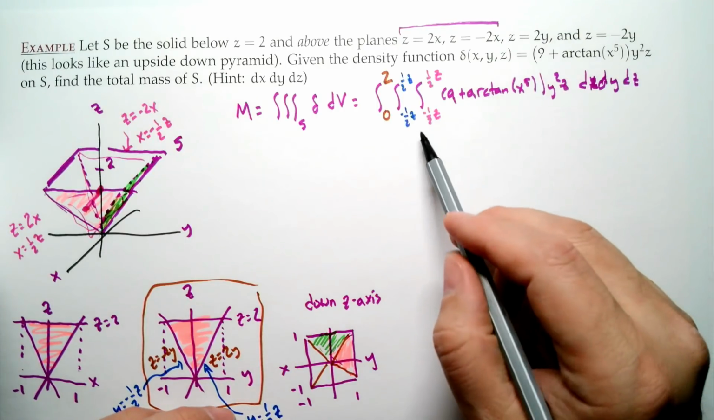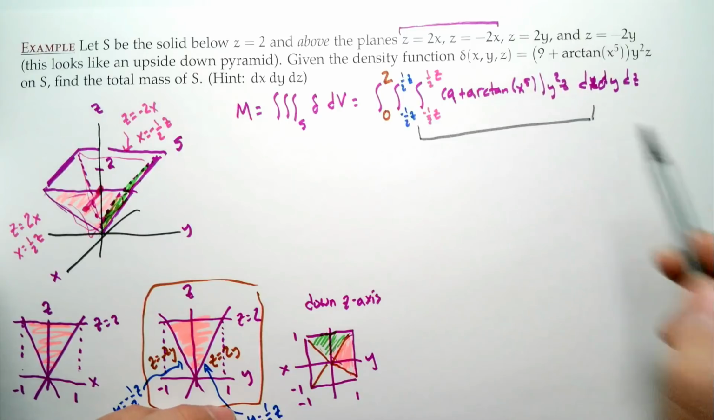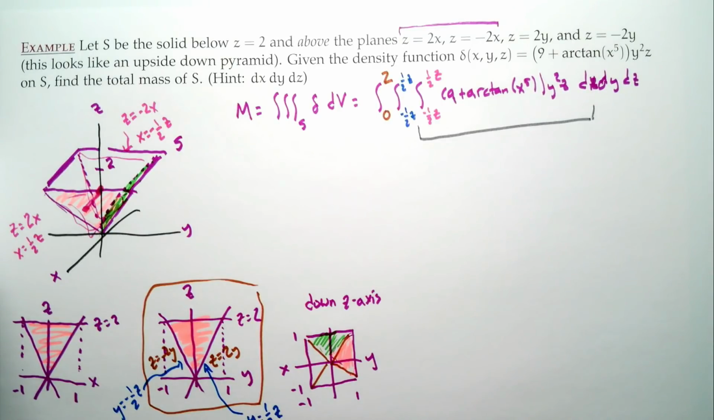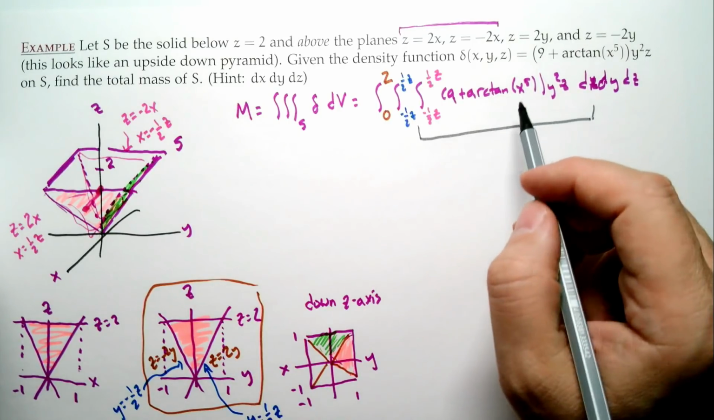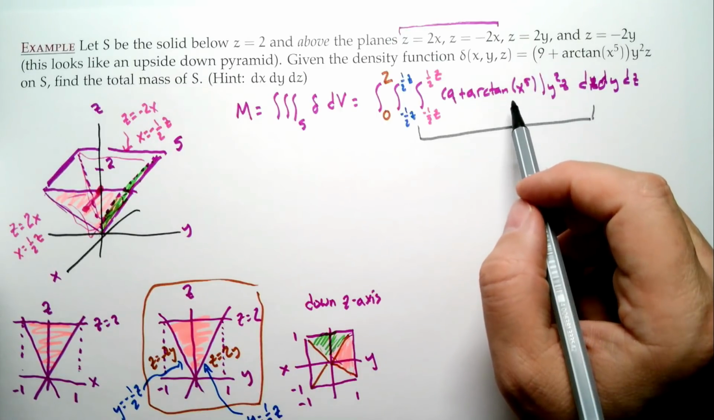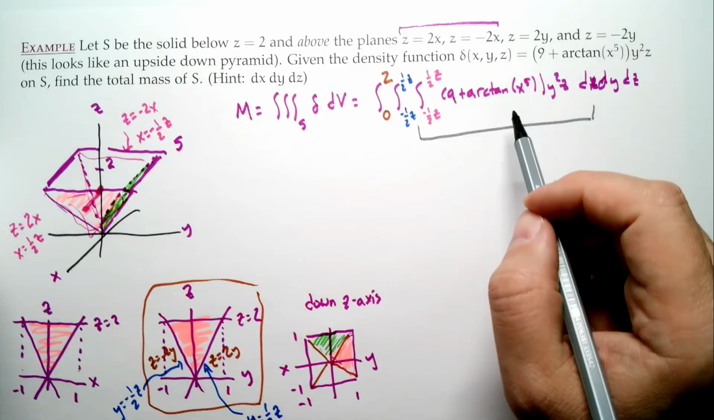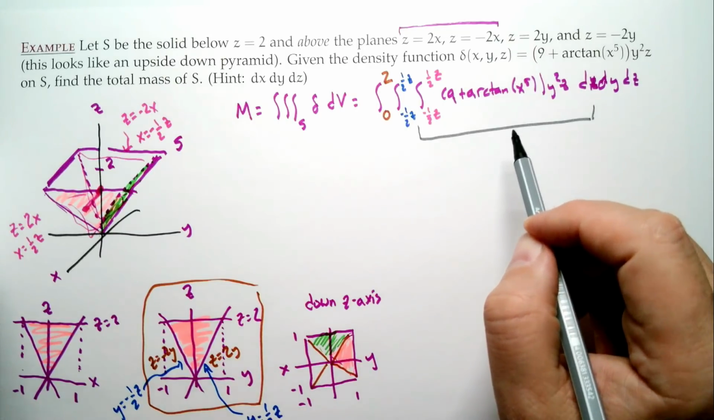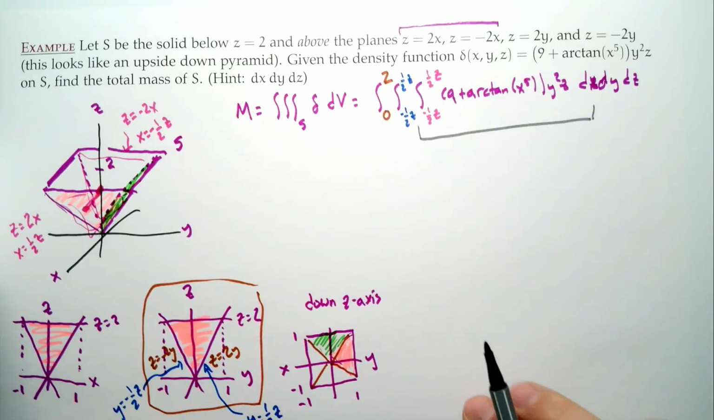So let's see. What's our first integral? Ooh. First one right off the bat. Arctangent of x to the fifth. Now, arctangent of x to the fifth looks like a really strange function. And to be honest with you, the first reaction is, I don't think I want to integrate that.